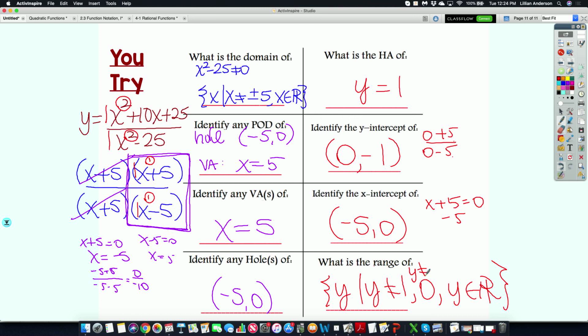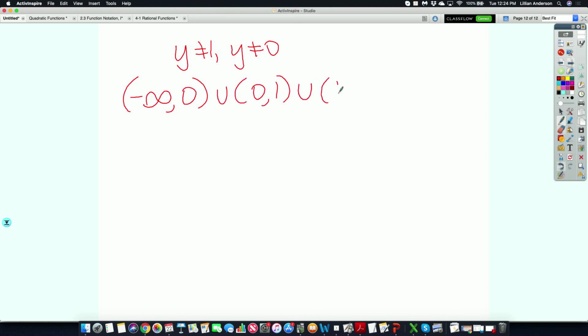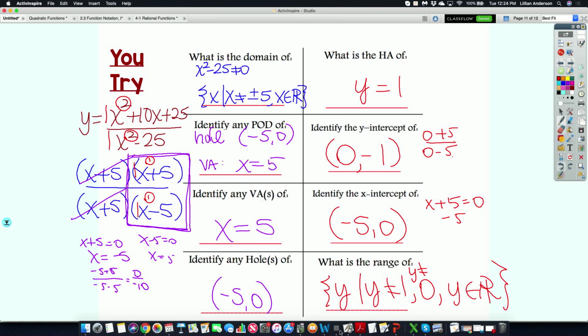It ain't pretty. So to write that, does everybody have this? So to write y does not equal 1 and y does not equal 0 in interval notation, it would basically be from -infinity to 0, 0 to 1, 1 to infinity. There's nothing wrong with that. Okay? So that's how you apply all the properties.